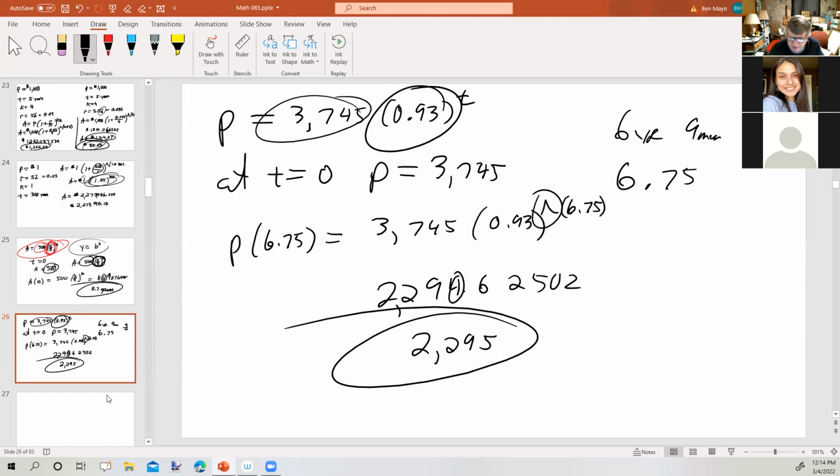As I'm doing these problems, if you're having issues with a calculator, you want me to go slower, explain more things in terms of the calculator, please let me know.